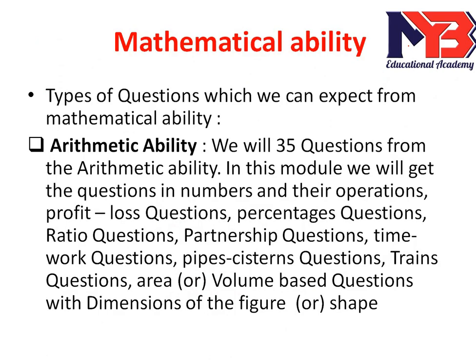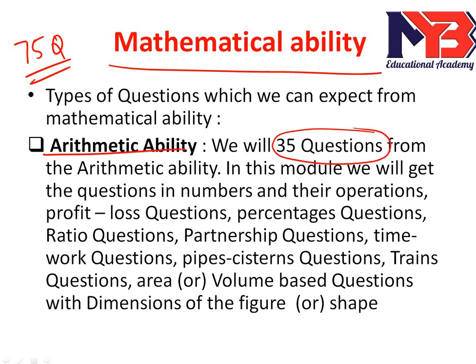Next, coming to the next section, which is mathematical ability. As I told you previously, mathematical ability has 75 questions as weightage. Out of these 75 questions, 35 questions, the higher weightage topic, are arithmetic. Arithmetic is all about numbers and their operations. That means number system questions and operations related to division and multiplication. Under division, you come across percentages and profit and loss. And if you are not dividing with 100 but with random numbers like A is to B or A by B, then those are ratio questions and partnership questions.